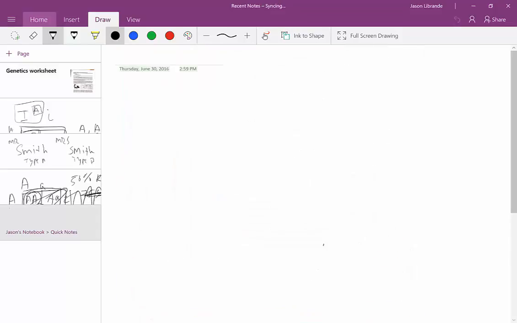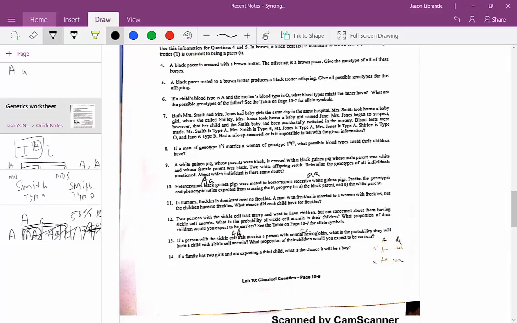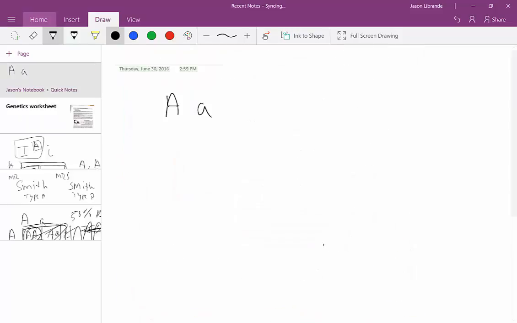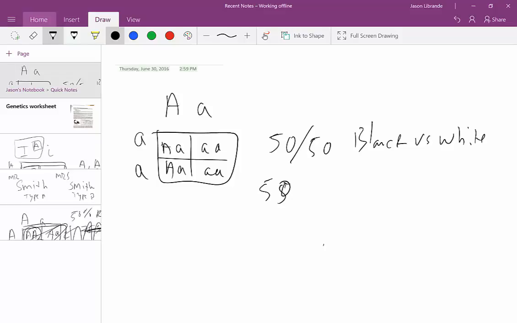Okay, so let's do the first cross. So we have heterozygous with homozygous recessive. Let's do the Punnett square. Okay, this looks like 50-50. Black versus white. And 50-50 heterozygous.